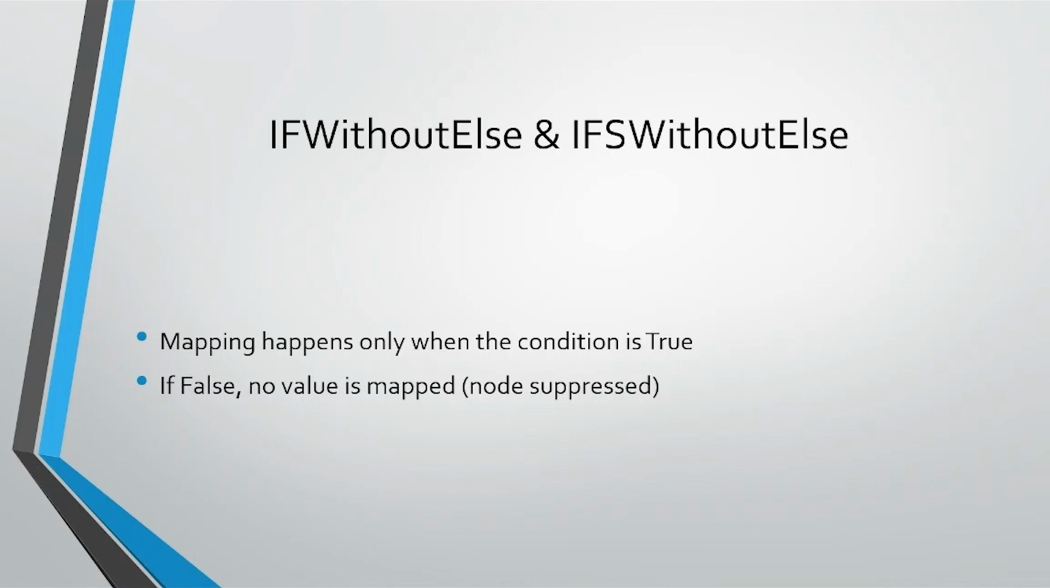Now we have if without else and ifs without else. The if without else function performs mapping only when the condition evaluates to true. If the condition becomes false, then no value is mapped to the target field and the node is suppressed. The ifs without else function works with multiple conditions. It evaluates the conditions one by one and returns the value for the first condition that becomes true. Now that we understand the theory, let's move to SAP CPI and see how these functions work practically inside message mapping.